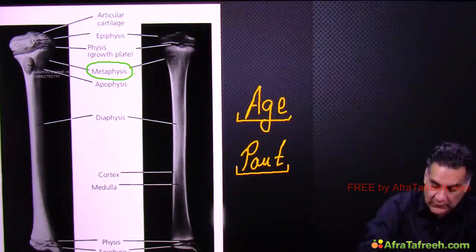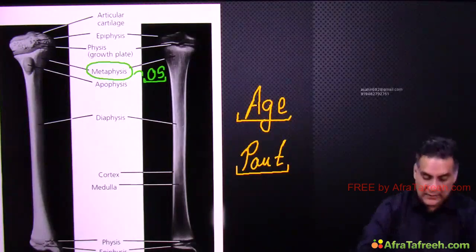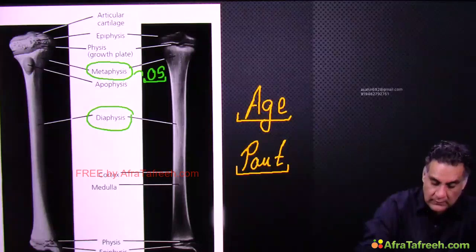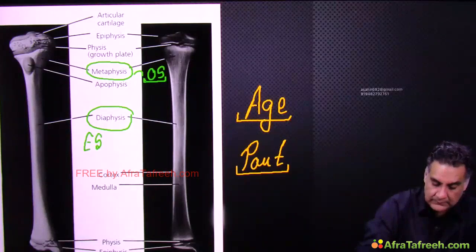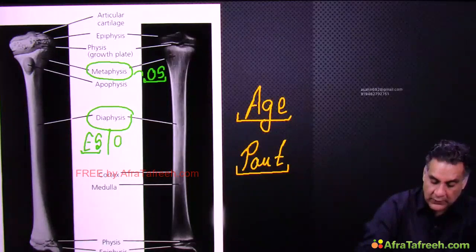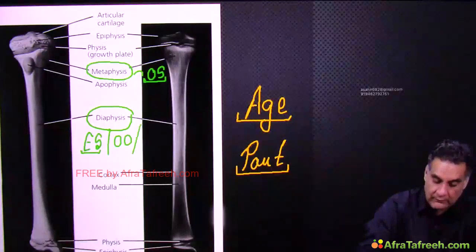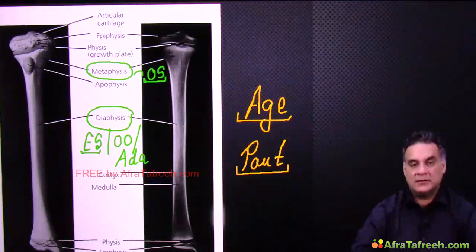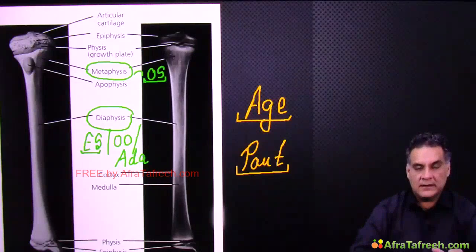And if you have to choose one tumor in the metaphysis, the king is osteosarcoma. Whereas in diaphysis, we will love to remember Ewing's sarcoma. We must also remember osteoid osteoma. We must also remember adamantinoma. So these are three tumors that one should remember in the diaphysis.